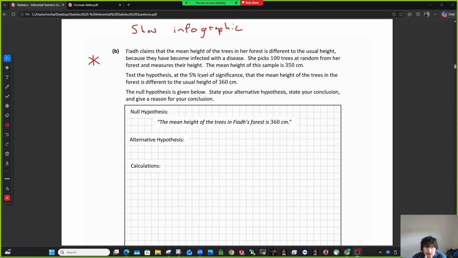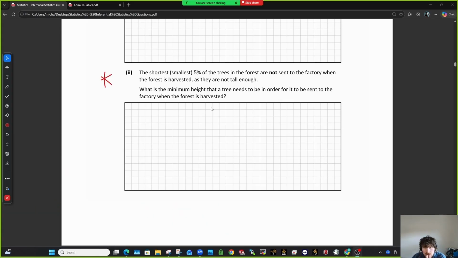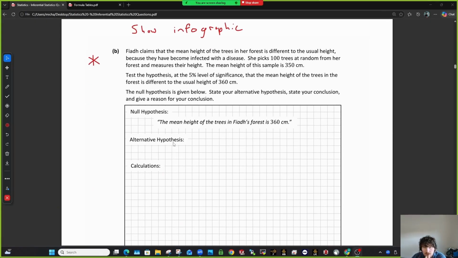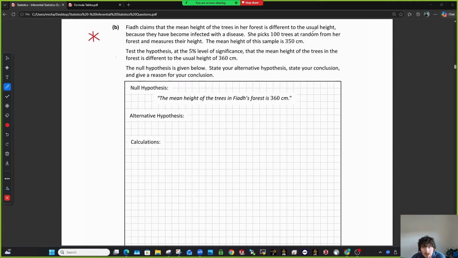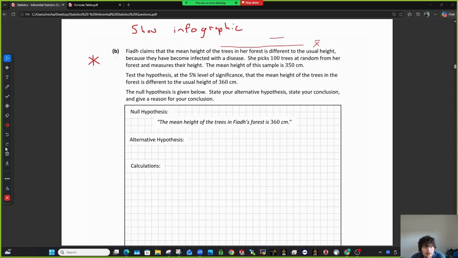Okay, so we're back. We just scrolled on to the next part here. So that was our previous one. Part B here is a hypothesis test. And as you can see here, we're talking about a sample of 100 trees. So now we're doing the sampling, an X bar, the mean height of the sample. So you see that's our X bar now. Right, so this is a hypothesis test. Obviously, pause it, give it a go. I have a note up here to show you an infographic.